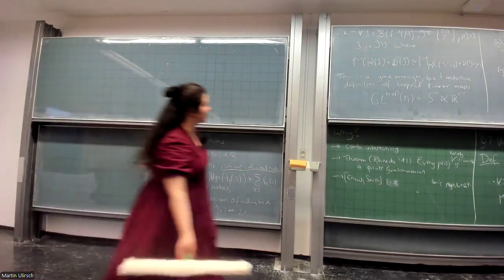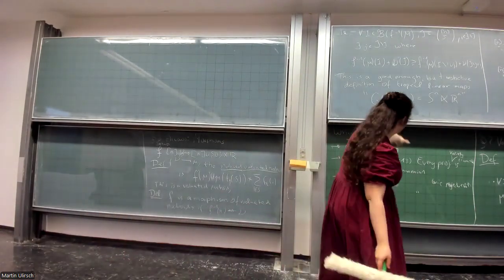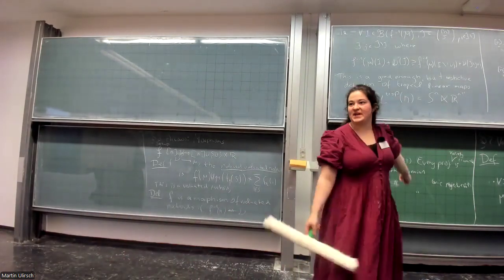The semi-direct product structure is essentially this augmentation by this augmentation factor in my linear map.